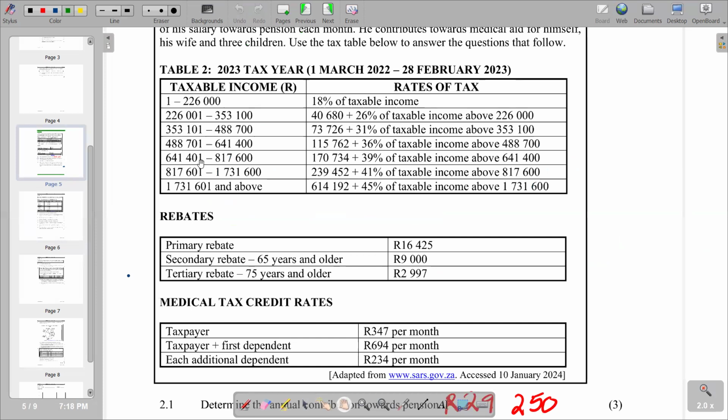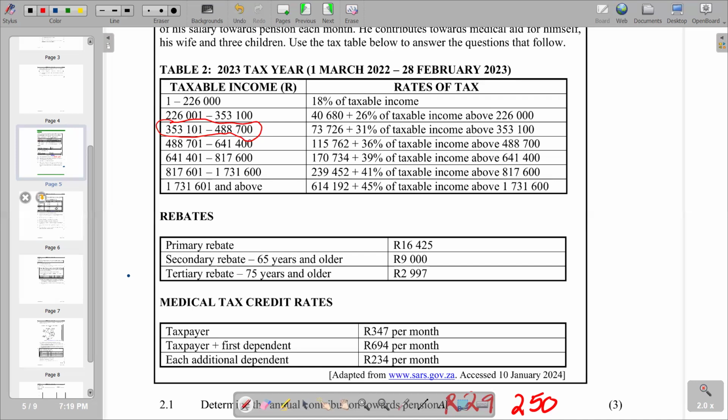If you come here in this column of taxable income, you see that 360,750 applies in this bracket that we have here. So obviously, we have 73,726 plus 31% of taxable income above 353,100. So basically, that's what we are going to utilize.